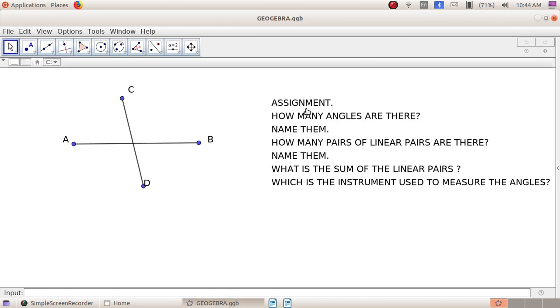Let us see this. Line AB is intersected by CD at O. Assignment: you can write how many angles are there, name them. How many pairs of linear pairs are there, name them. What is the sum of the linear pairs? Which is the instrument used to measure the angles?